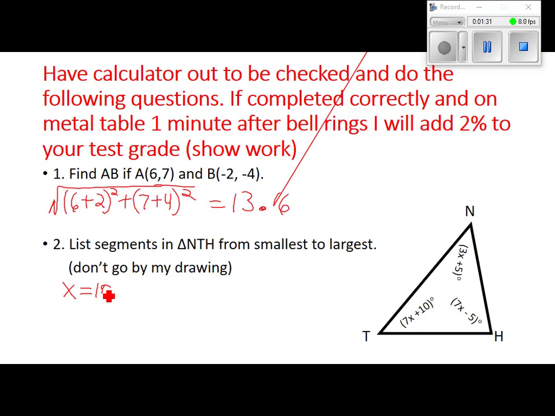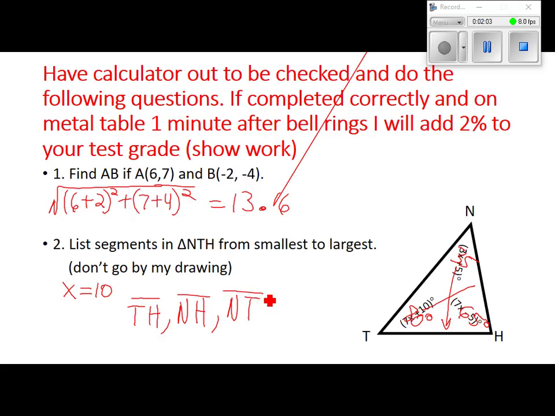17x plus 10. So 7 times 10 is 70 plus 10, 80. 80, 65, 35. What does that tell us? Let's start with the smallest one. TH is the smallest angle, so the shortest side is TH. Then NH. And finally NT. Jacob, focus.